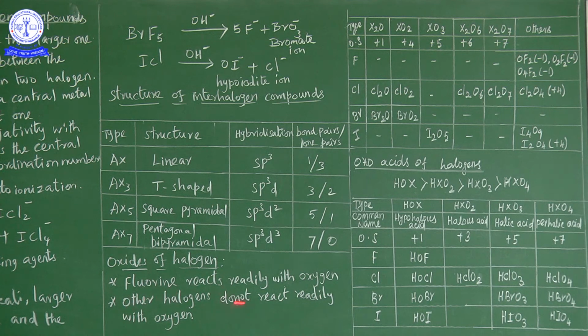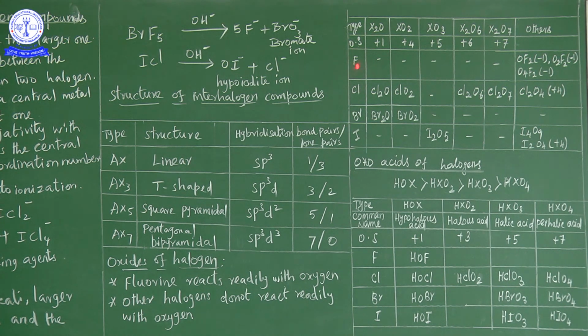But other halogens do not react readily with oxygen. But the oxides can be prepared by some indirect methods, except fluorine. So except fluorine oxides, all the others can be prepared by indirect methods. Some of the oxides of halogens are given here along with their oxidation states.